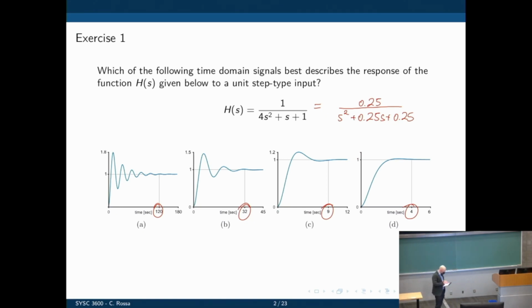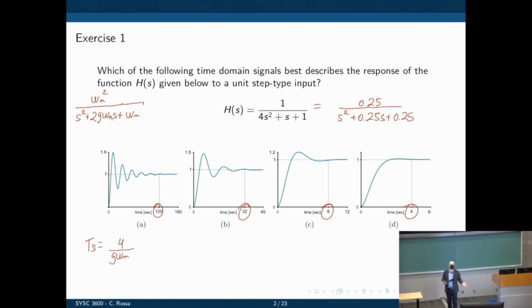And with this, we can write the transfer function in the standard form. And now find the damping ratio and the natural frequency. Why? Because the settling time for this function is 4 divided by omega n times zeta, or the real part of the pole.